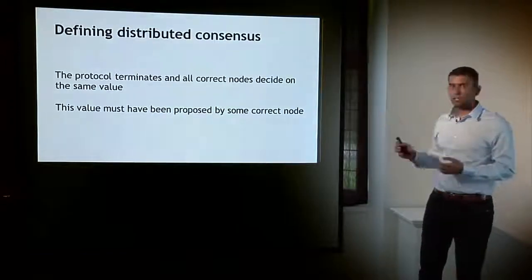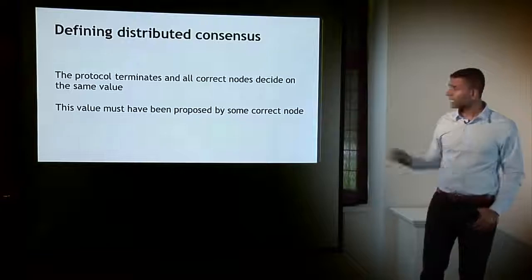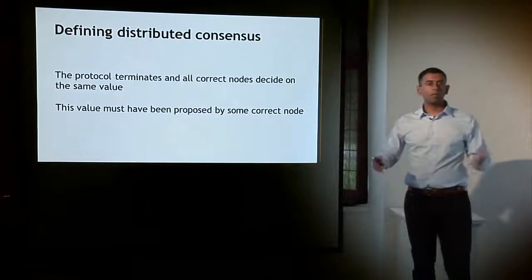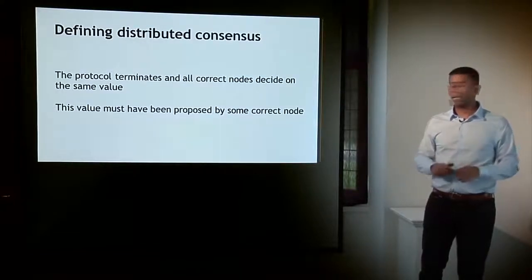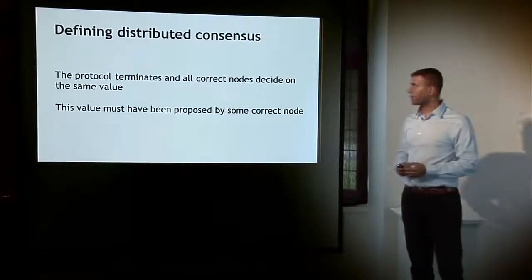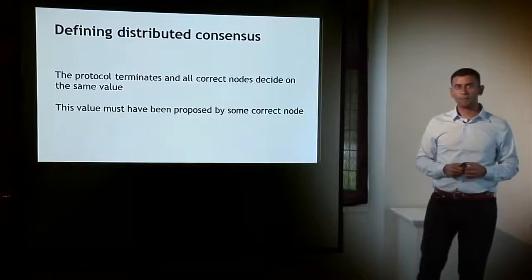Right? And I say correct nodes because some of the nodes might be faulty or even outright malicious. And the second requirement is that this value that they agree upon cannot be an arbitrary value, but it should be a value that was proposed as input by at least one of these correct nodes. So it's really that simple, but let's try to see what this might mean in the context of Bitcoin.